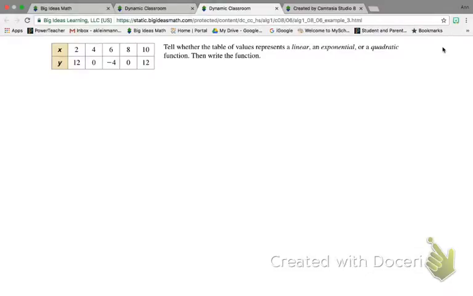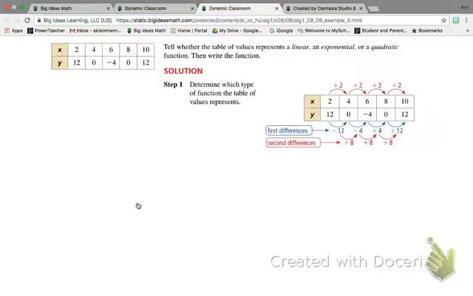Okay, we're going to take it one step further, and this time we're going to tell whether the table of values represents a linear, an exponential, or a quadratic function, and then we're going to write the function. So first determine which type of function it represents. First check that the x values are increasing by 1 or by a constant difference. In this case they're increasing by 2, but make sure that it's constant.